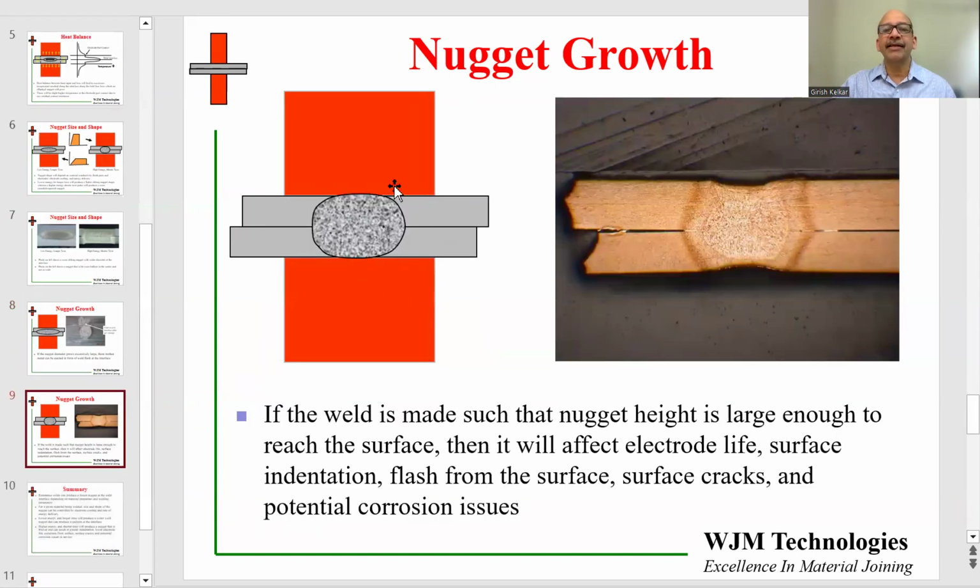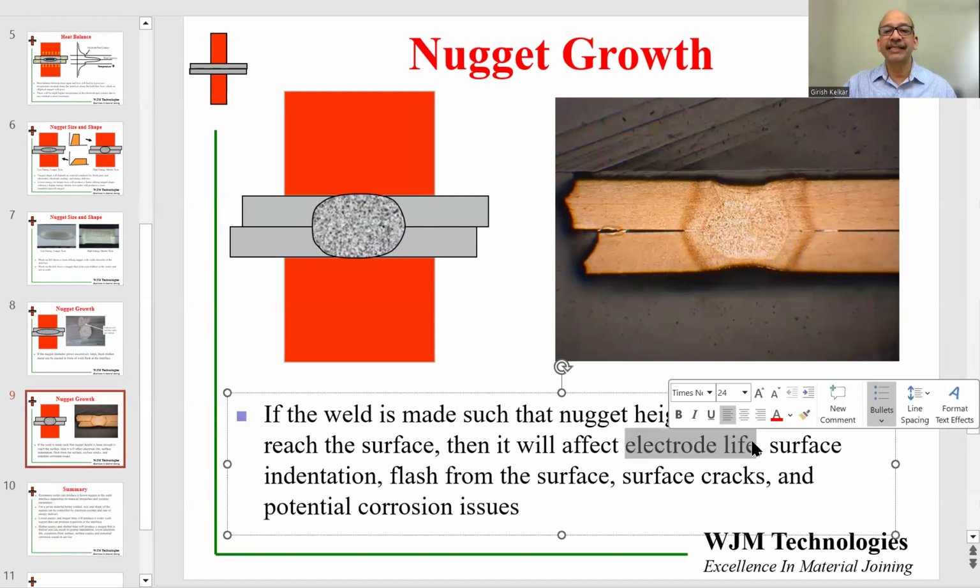On the other hand, if you provide energy which is much higher peak energy with a shorter time, then the nugget can grow more in the vertical direction. And that also has many repercussions. And it can, first of all, affect electrode life. Now you see that the hot spot on the surface is very close to the surface. The nugget has grown almost all the way to the surface. That means the electrode surface temperature will also be quite high. So that will affect electrode life.